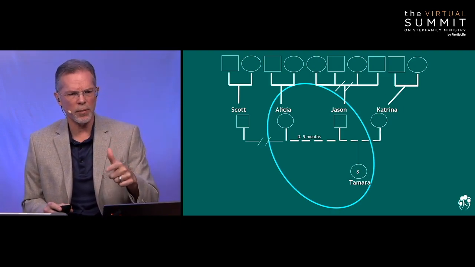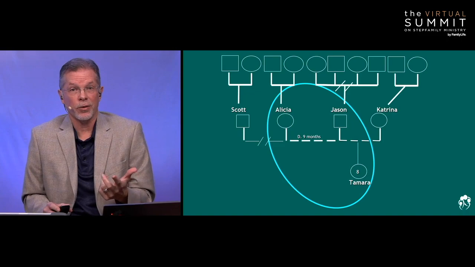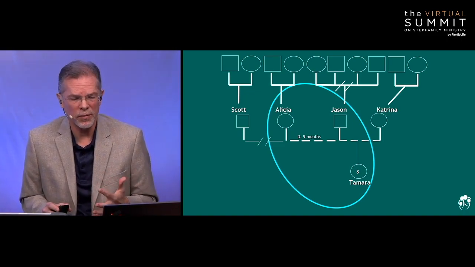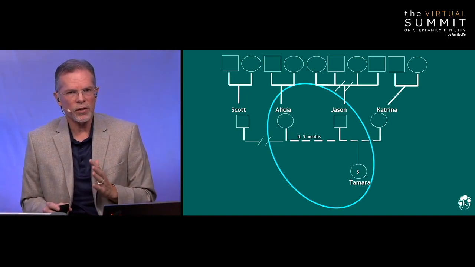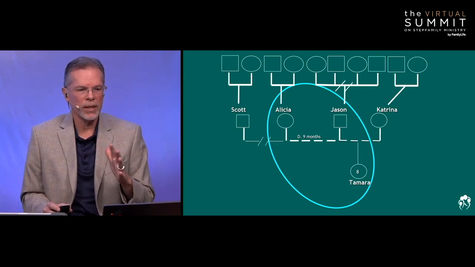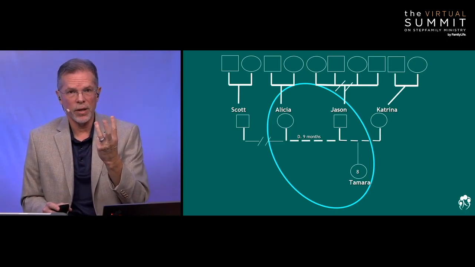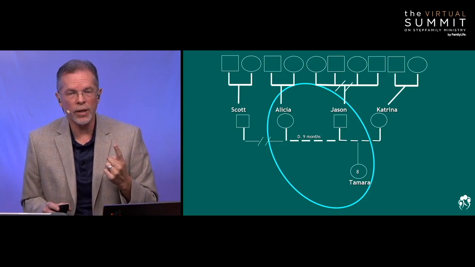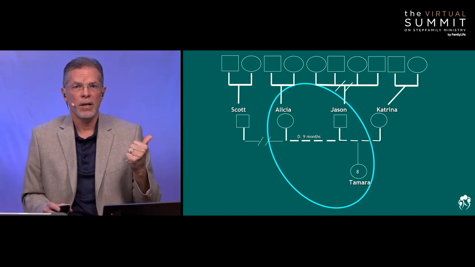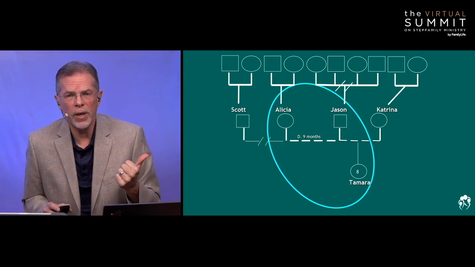How invested are they going to be in Tamara? Well, that's their granddaughter, so I guess they're going to be very invested in Tamara. Katrina is still the biological mother. So if Jason marries Alicia, we're going to have now 3 adults parenting this one child in 2 different households. The last scenario, we had just 1 household.